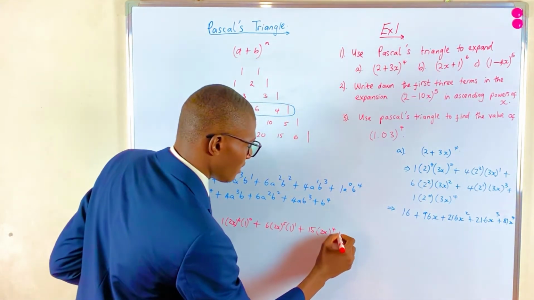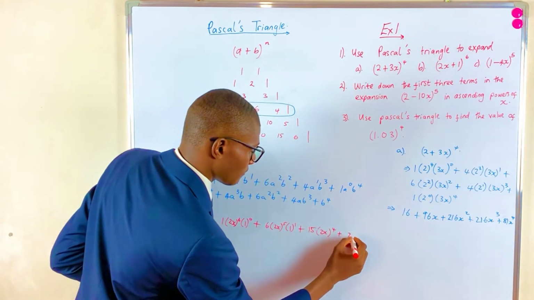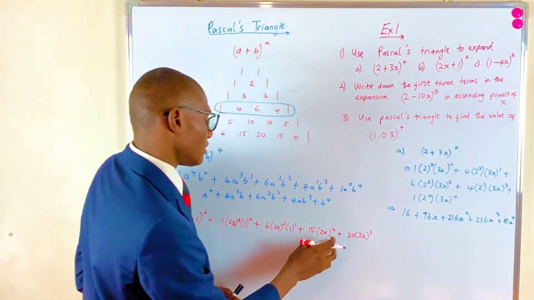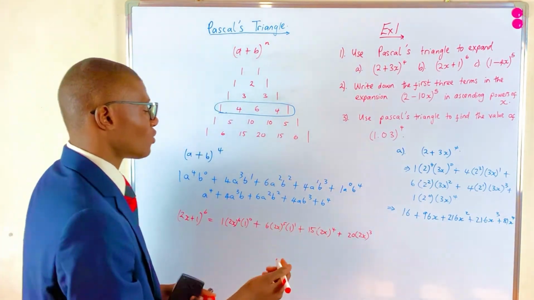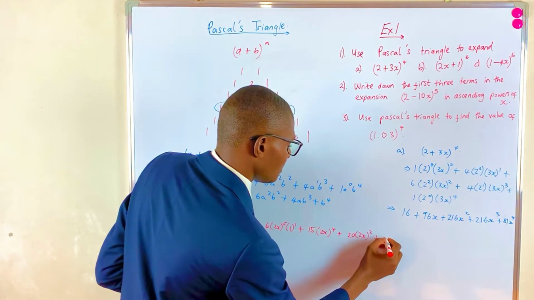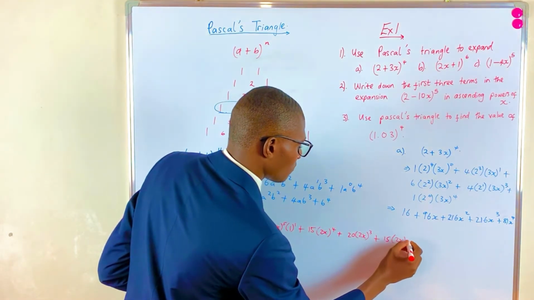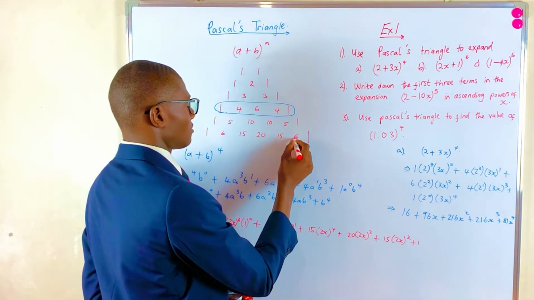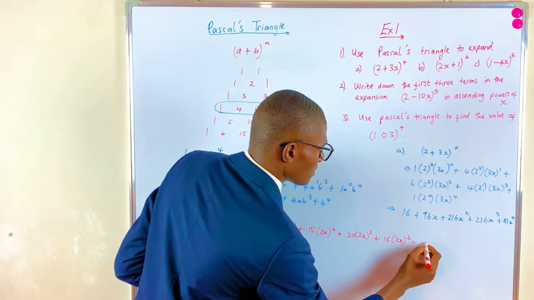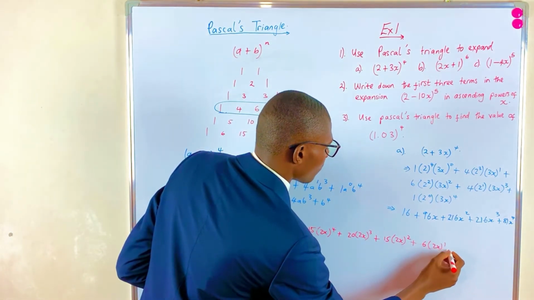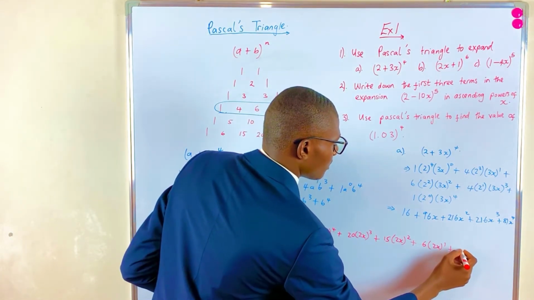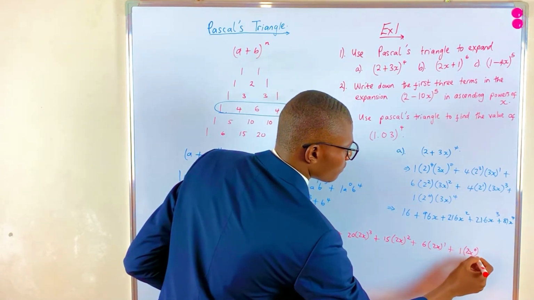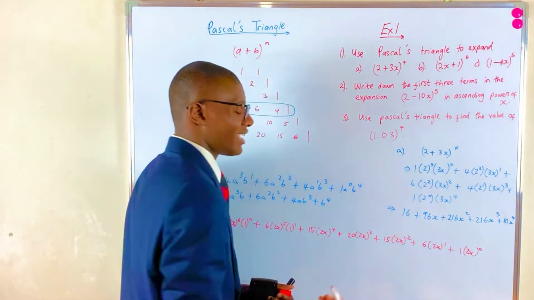which is just 1, plus 20, (2x)^3 times 1, which is just 1, and then plus 15, (2x)^2, plus 6 (2x)^1, and then plus (2x)^0, so plus 1 times (2x)^0, times a 1, which is just a 1.